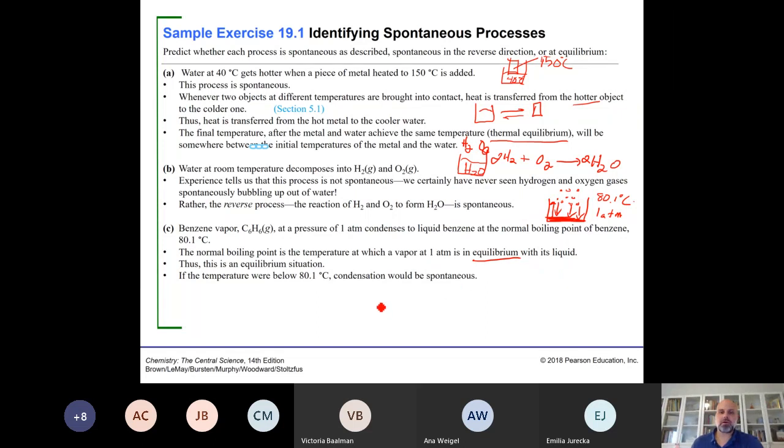And if you think about this in terms of our reaction progress diagram, right, you would have, actually going the other direction in this case, if we have temperature cooling, and then at 80.1 degrees Celsius, right? So if we call this 80.1 degrees Celsius, you have your vapor here, and then you have the liquid here, and the point we're talking about is right here. This is the condensation / vaporization.